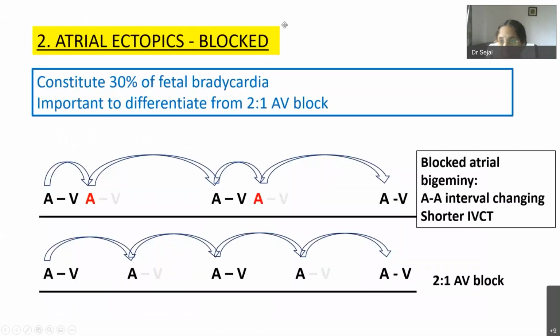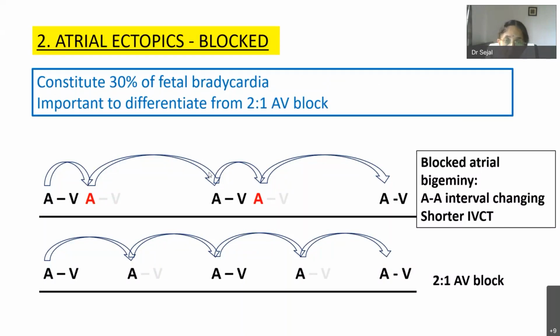Now the second was atrial ectopics, and as we know, sometimes the atrial ectopics are conducted and sometimes they are not conducted. Atrial ectopics in general constitute a significant amount, 80 to 90% of abnormal rhythm, but 30% amongst the fetal bradies. The most important thing here is to differentiate 2:1 AV block from atrial ectopics. For example, you can see here, this is a sinus A beat to V beat, and this is an ectopic atrial beat, which is not conducted.